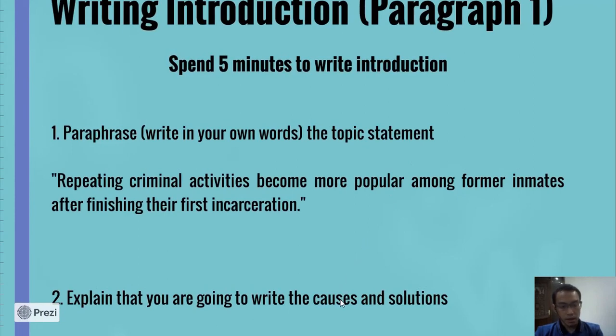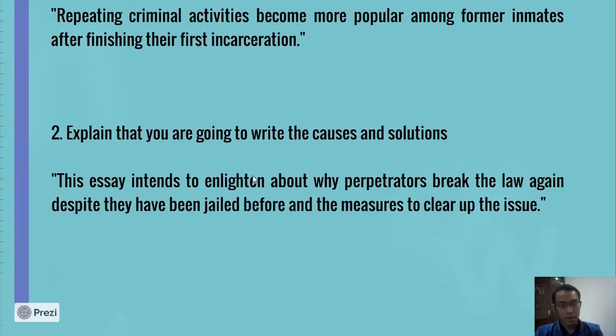And then the second thing that you have to do is explain that you are going to write the causes and solutions. For example, this essay intends to enlighten about why perpetrators break the law again, despite they have been jailed before, and the measures to clear up the issue. So the aim or the purpose of this essay is to explain why criminals recommit crimes, although they have been previously jailed or prisoned, and the measures or the solutions.